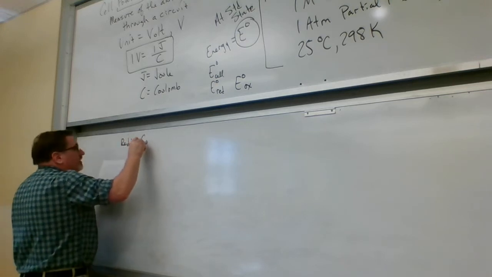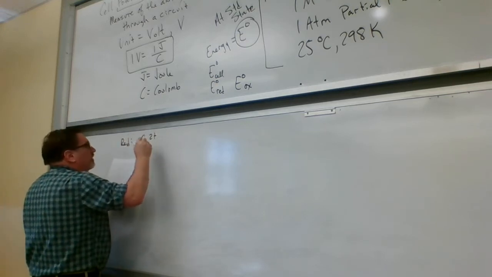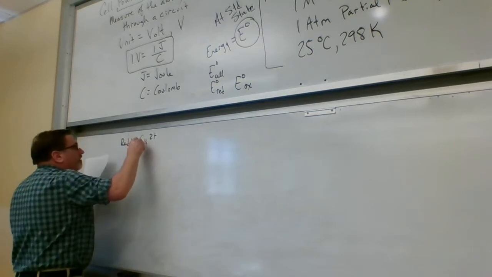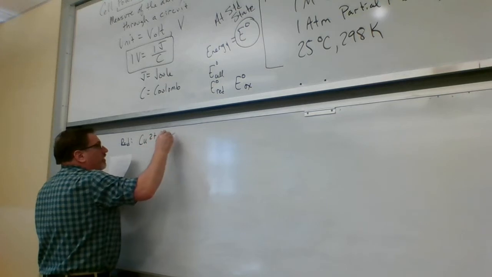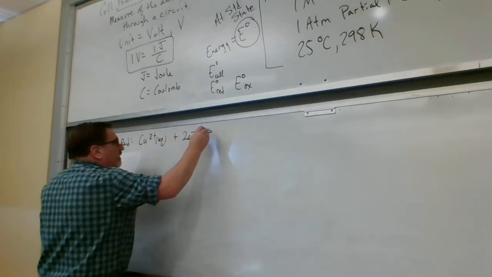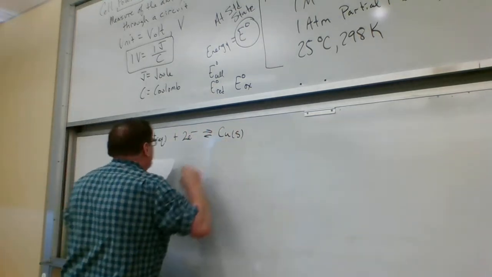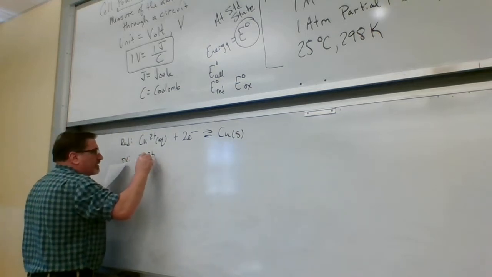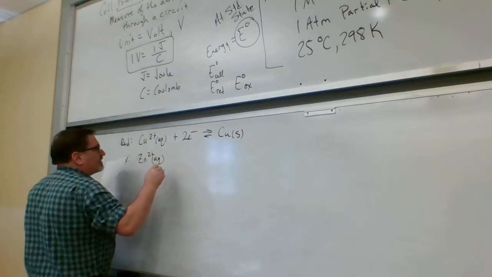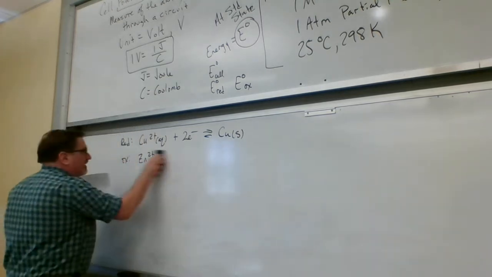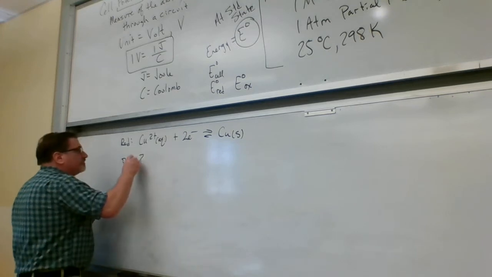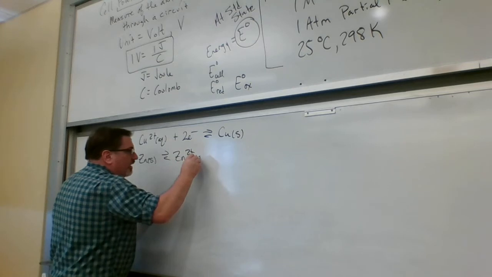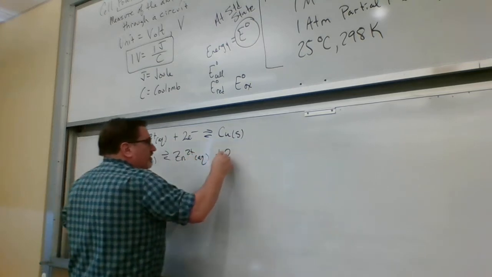Reduction was Cu2+ plus 2 electrons, making Cu as a solid, and the oxidation part was Zn as a solid, making Zn2+ aqueous plus 2 electrons.